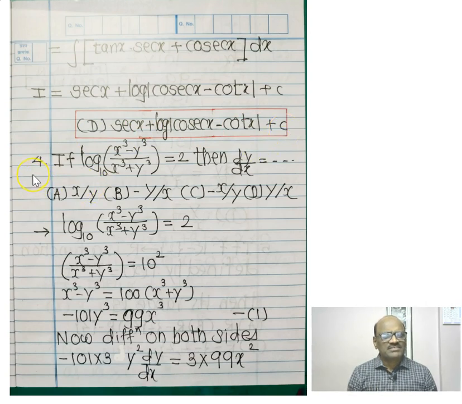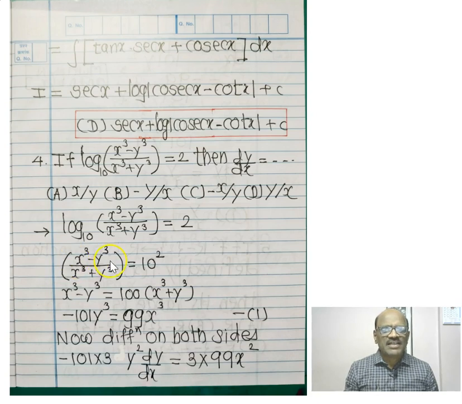Now next question, question number 4. If log of x cube minus y cube upon x cube plus y cube to the base 10 is equal to 2, then find dy by dx. Again, this is a very simple question. Now this is in the logarithmic form. Now we can convert it to the exponential form. Now this 10 comes to the right hand side, it becomes 10 raised to 2.